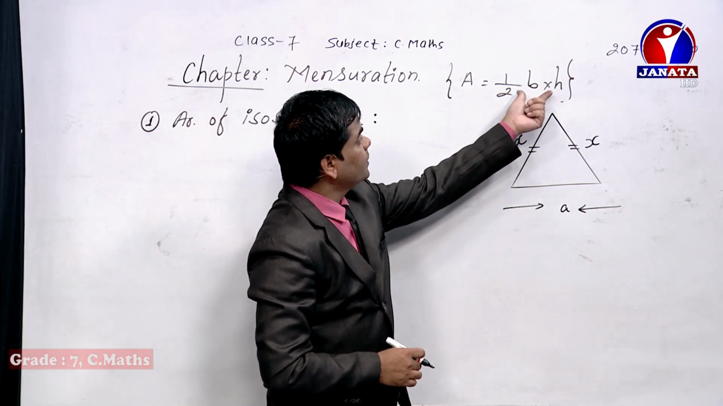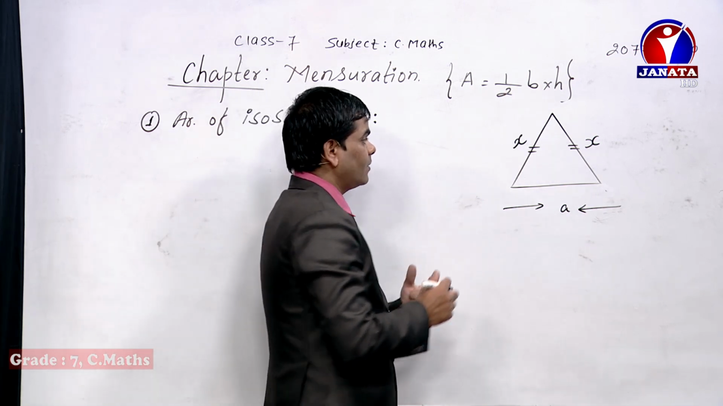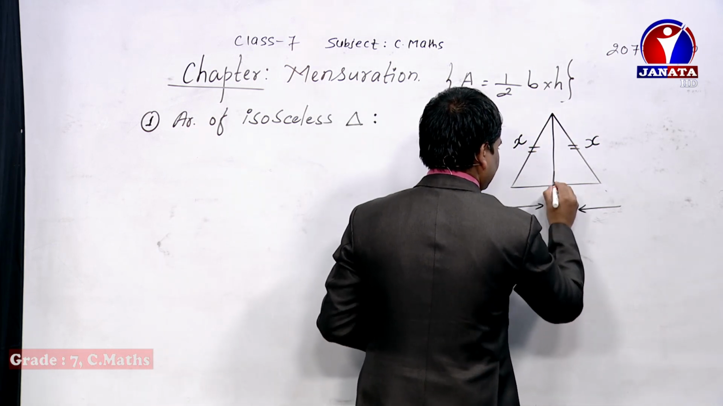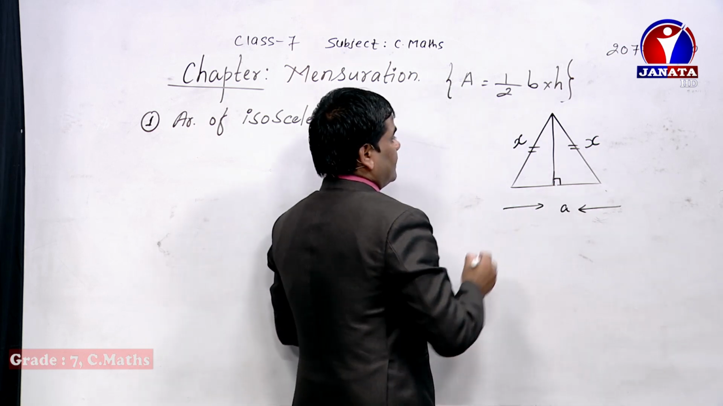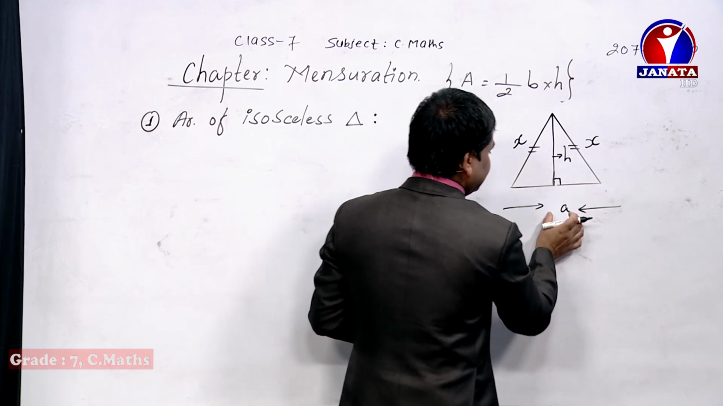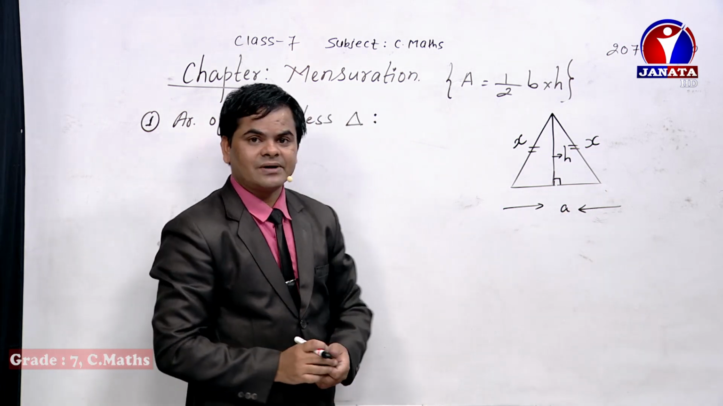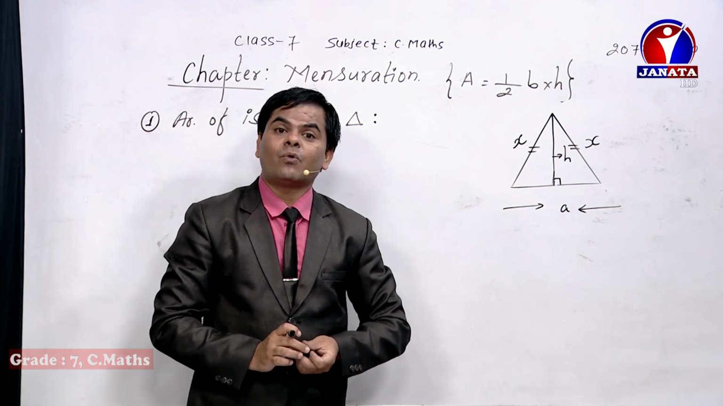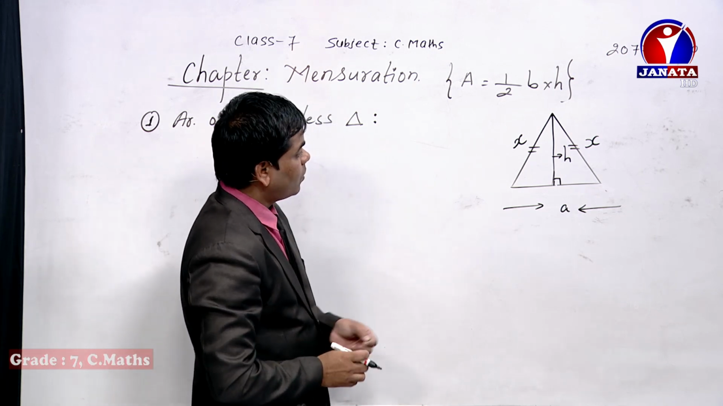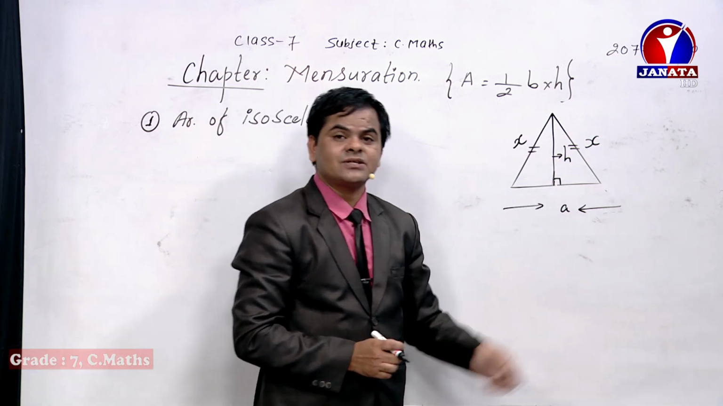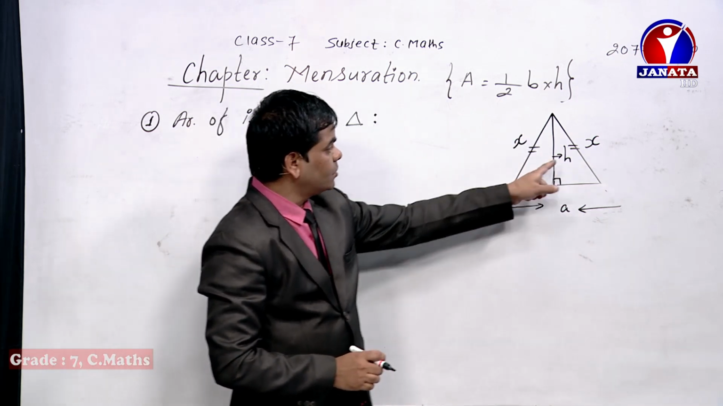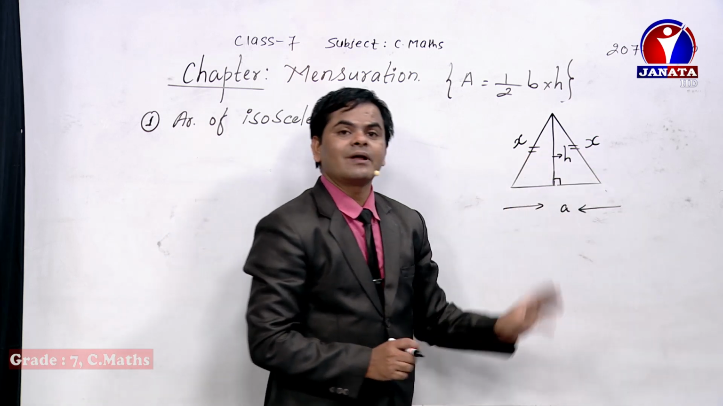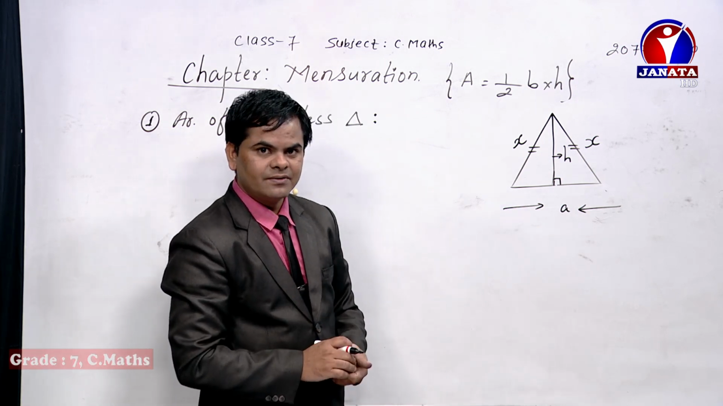Now in order to use this formula, we need the perpendicular line. So I'm going to draw a perpendicular line through the vertex of the isosceles triangle, in this way. This one is the height. The base is a, and the height we name h. So 1 by 2 a into h, if you do that, this formula won't be sufficient. We need to convert h also in terms of the sides of the isosceles triangle, as we need to find it in terms of x and a. Only then can we derive the formula.